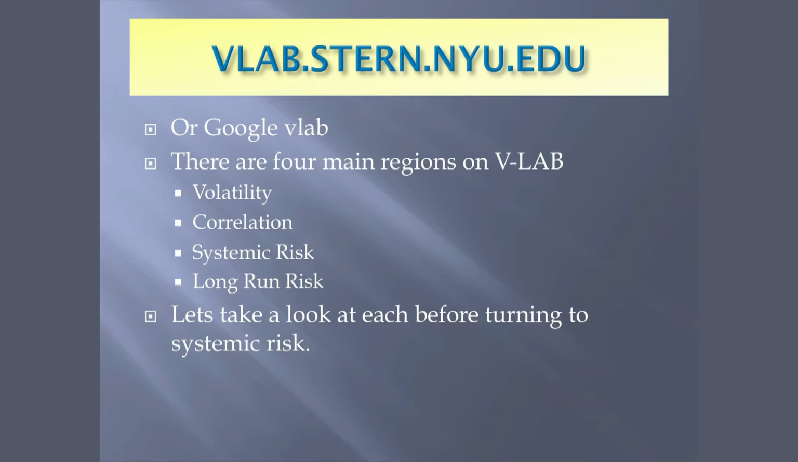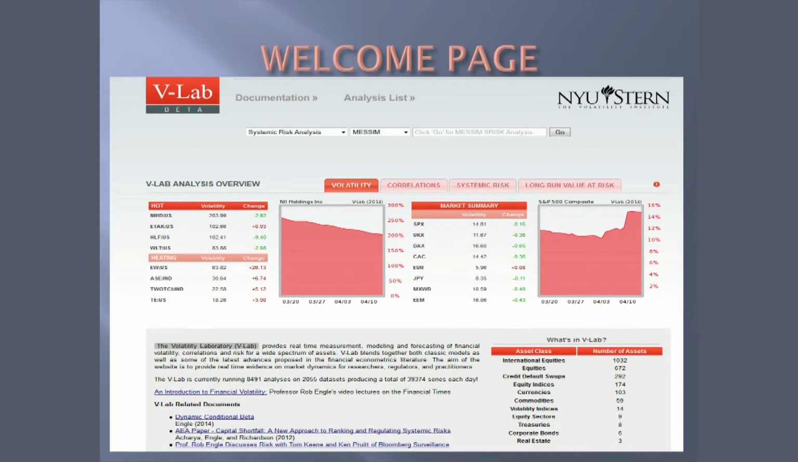There are really four sections of VLAB that we'll talk a little bit about: the volatility, correlation, systemic risk, and long-run risk. And so we're going to take a look at each of those. This is what you see when you go to the welcome page, and if you don't remember the web address, you can just Google VLAB, because fortunately we've got enough people who have done that we're now at the top of the list. And so it'll come up right away. So here we have the four sections here: volatility, correlation, systemic risk, and long-run value at risk.